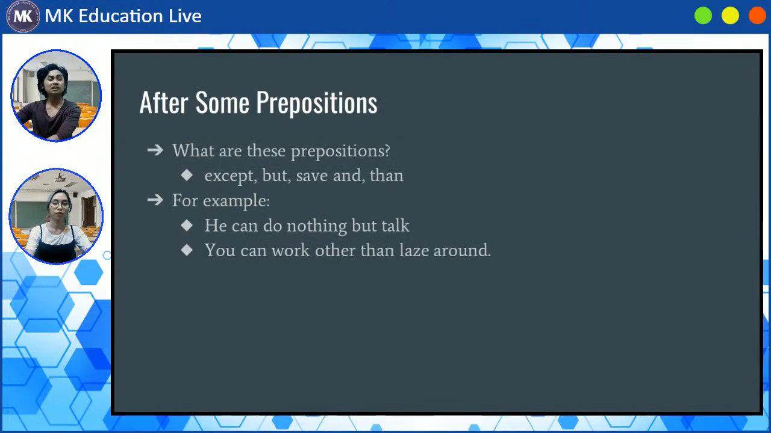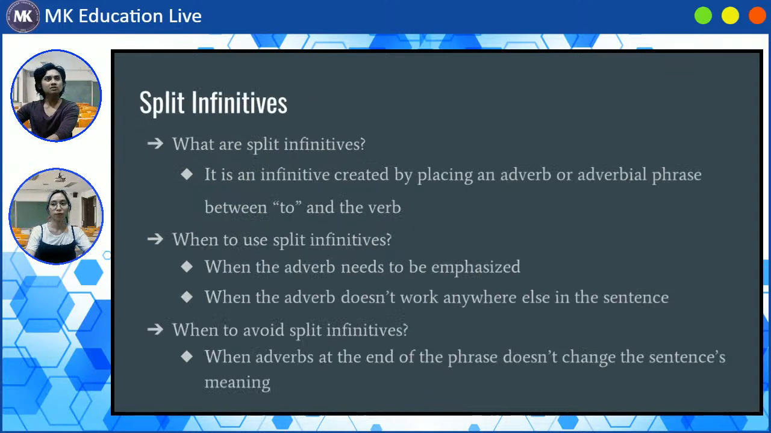Now, we can have after some prepositions. The prepositions that should be used with the bare infinitive are except, but, save, and than. For example, you can do nothing but talk, or you can work other than laze around. You don't say it with the to infinitive, okay? So, now that we're done with the bare infinitives, let me throw it to my partner, Faye, for the split infinitives.